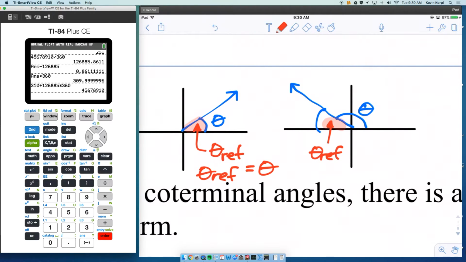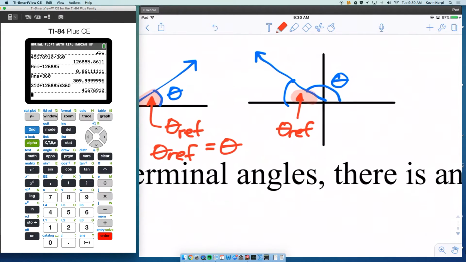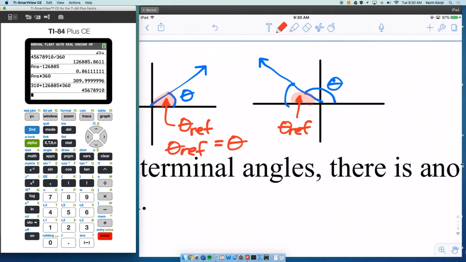Is that the same as your angle theta? No, because theta is obtuse, right? So how could you find the reference angle if you know theta? Yeah, it's going to be 180 degrees minus whatever theta is. Sweet. Because you're stopping that much short of a half rotation, which is 180.